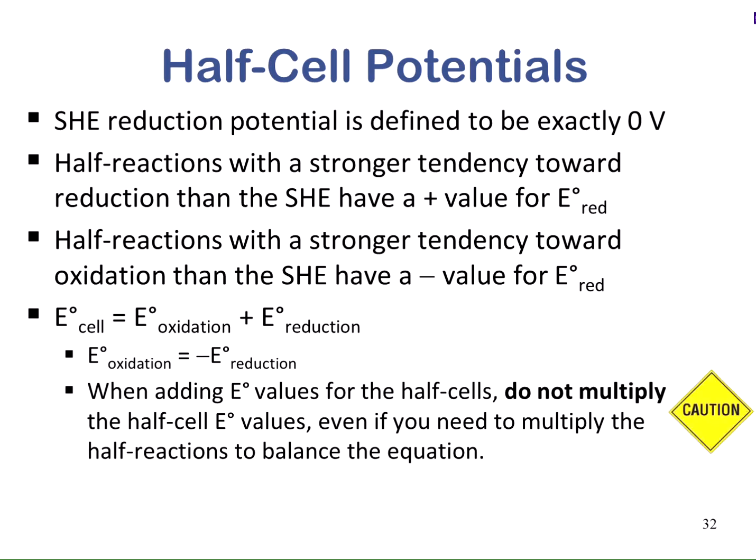Now, in the case where you're adding E values for half cells, do not multiply the half cell E values even if you need to multiply the half reactions to balance equations. So there's a big caution sign for you. So let's say you need to have 2 electrons, so you need to multiply through your chemical equation by 2, you don't multiply your E cell potential by 2, because you do not multiply those. They stay the same because the energy difference doesn't change.